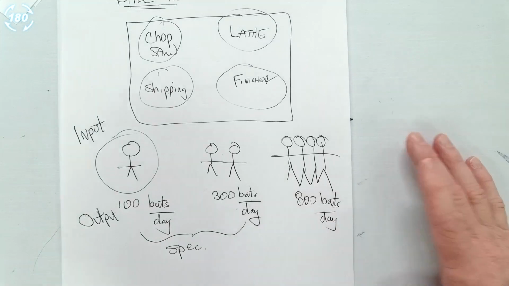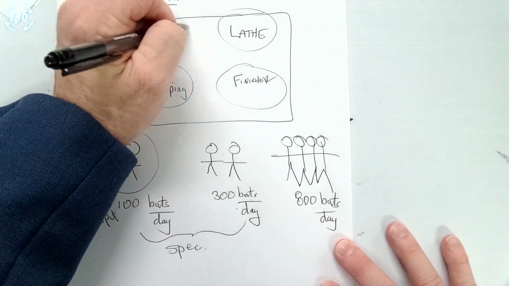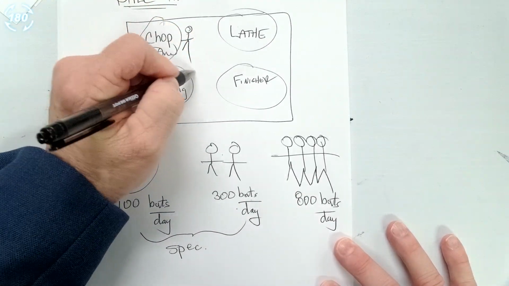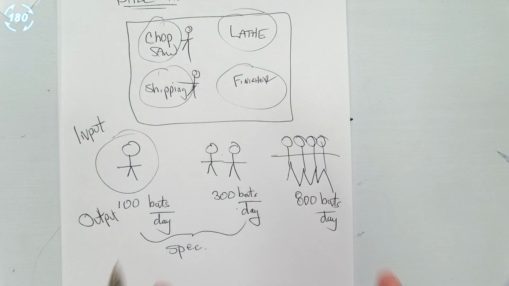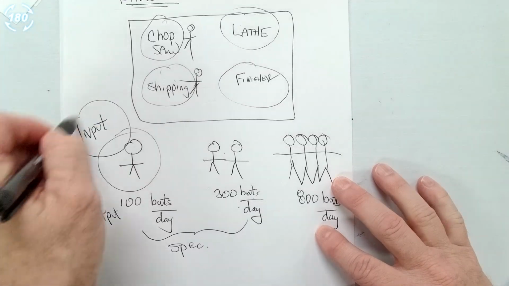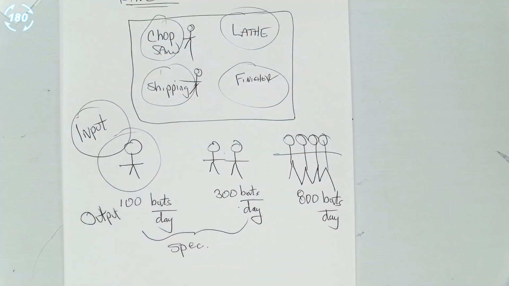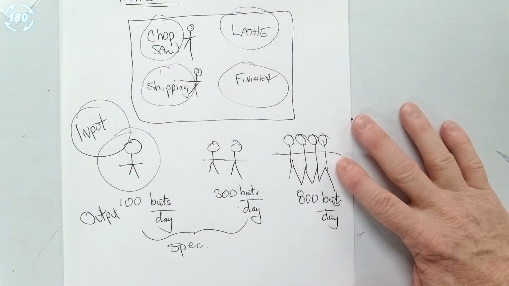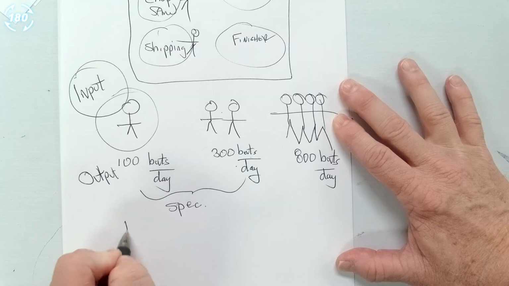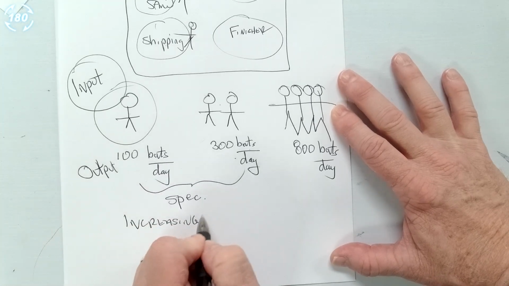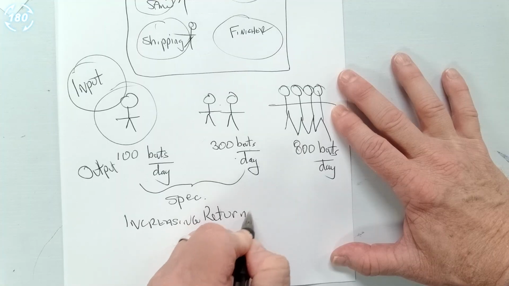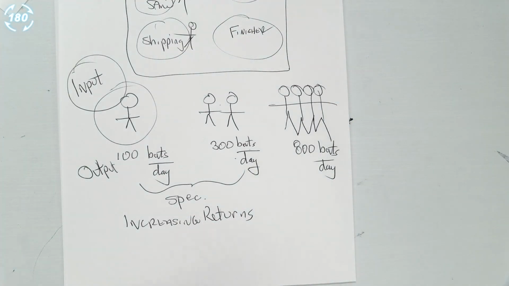Now why is that? It's because you can put one worker on each machine. Okay, one worker on each machine. Again, we double the input, we more than double the output. If it's true that when you double the input, you more than double the output, you're experiencing what's called increasing returns. Increasing returns, or returns to labor, to that variable input. Okay?